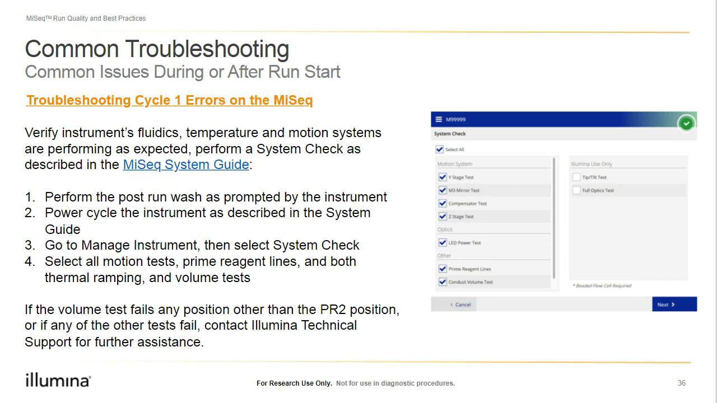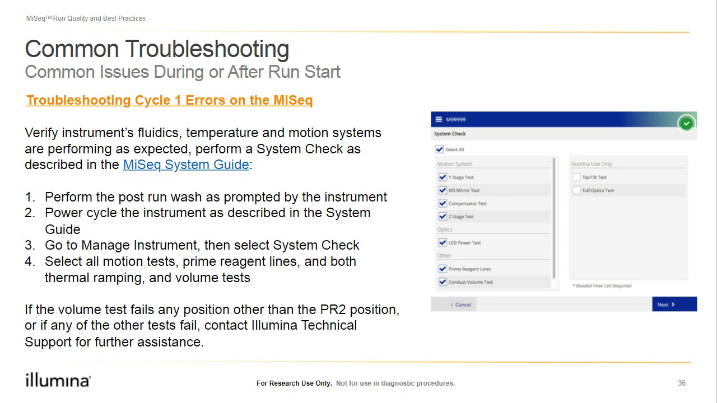Should we see a failure during that system check, please power cycle the instrument, load a previously successful flow cell, perform a maintenance wash to hydrate that flow cell, as well as clear out any obstructions in the fluidics lines, and set up another set of system checks on the instrument.